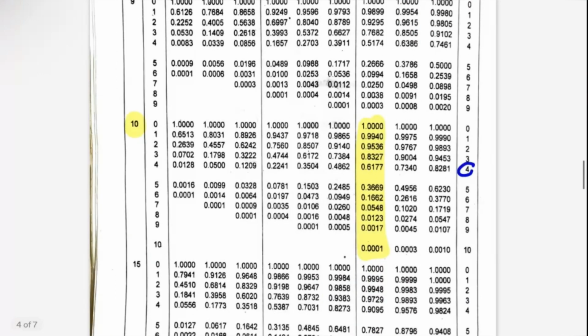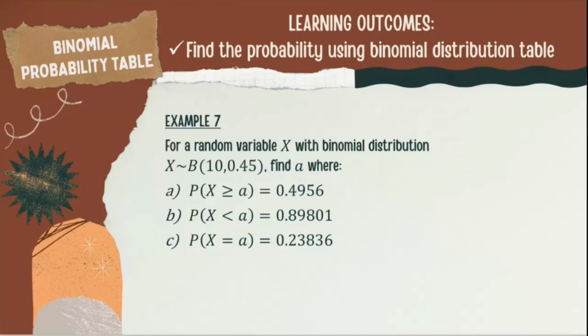So kita akan look at this column. Okay, so let's refer to this column and kita 10. Find A where P of X greater than or equals to A is equals to 0.4956. Okay, bila dia greater than or equals to, ini kita boleh terus refer table. So from table, kita akan dapat P of X greater than or equals to something is 0.4956. So let's check it out.